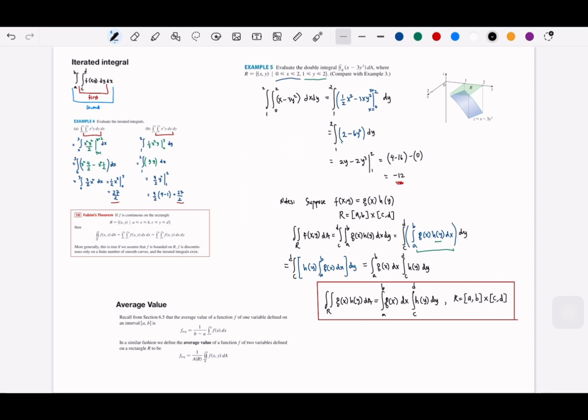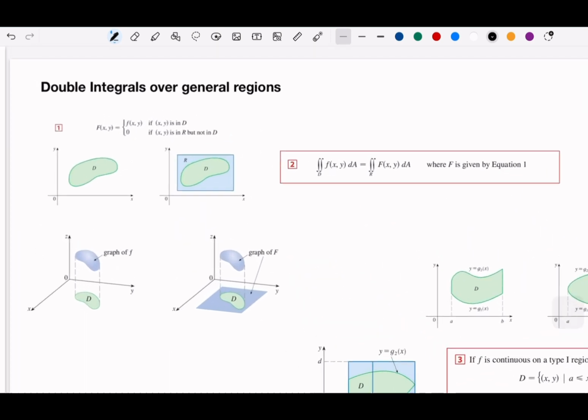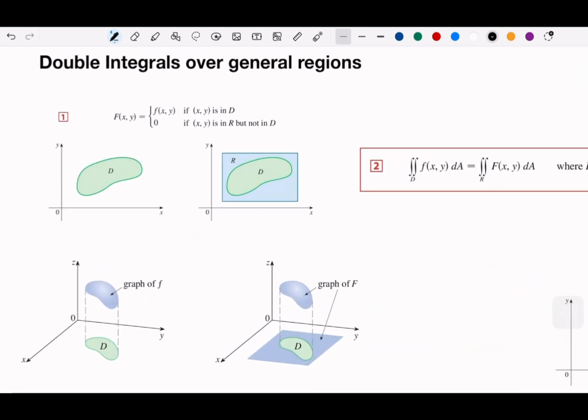But what we have in the next part is that we are not going to have only endpoints that are constant, but we may have a generalized region. So we call this topic the double integrals in the general region. This is what it looks like.